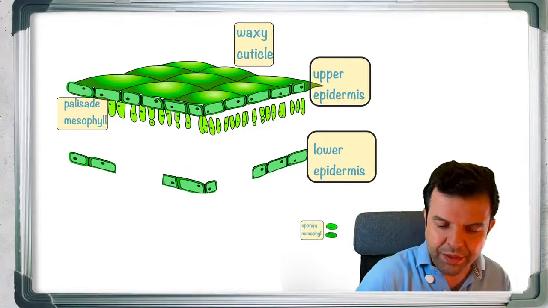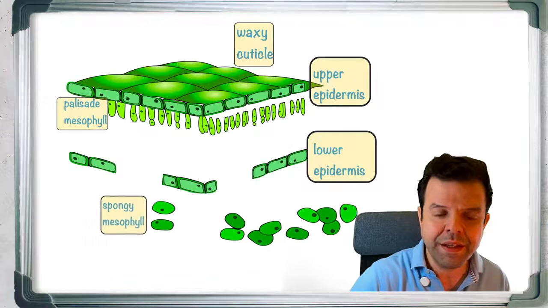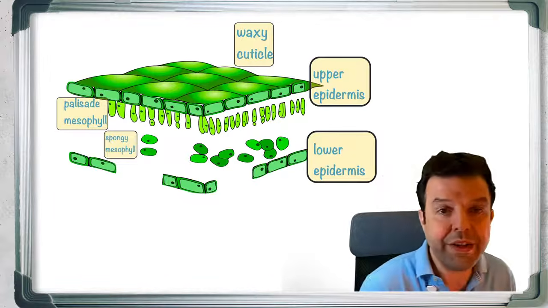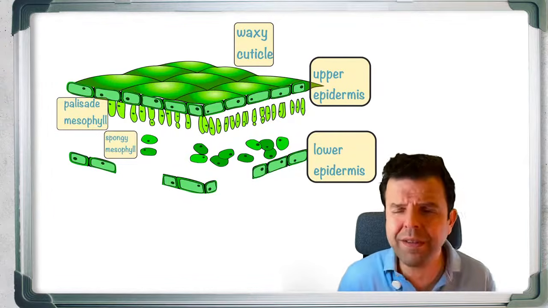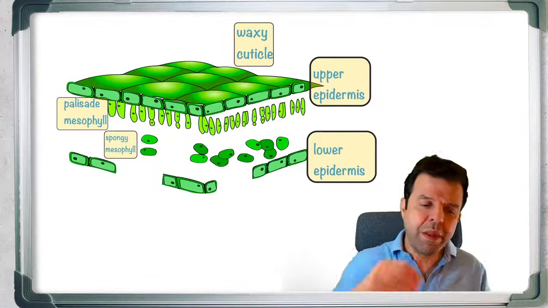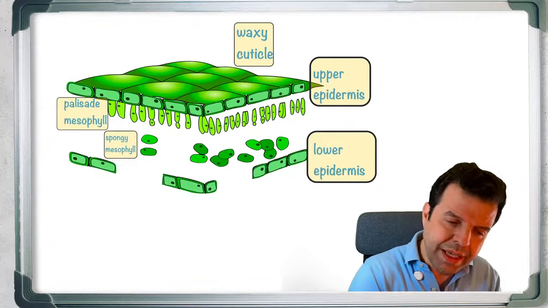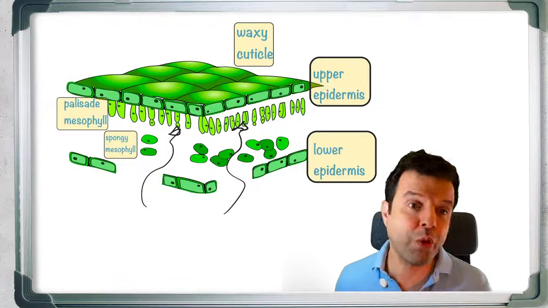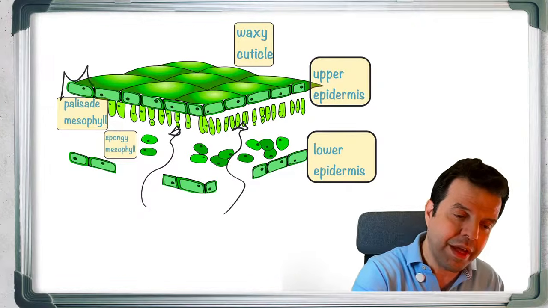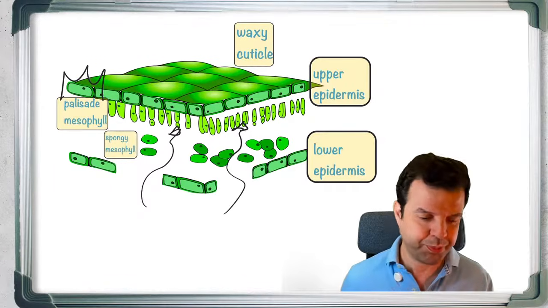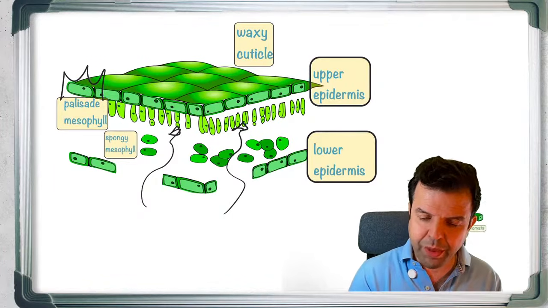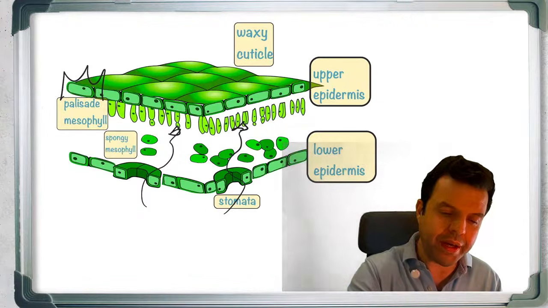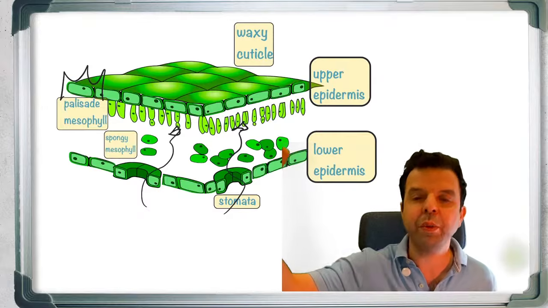Right underneath, I have a layer that is containing air spaces. We call it the spongy mesophyll. This layer has few chloroplasts, but that is not the main job. The main job of spongy is to let the CO2, the gas, move all the way to the queen, the palisade. Here at the bottom, I got two openings, stomata, and that's how the CO2 comes in and moves out.